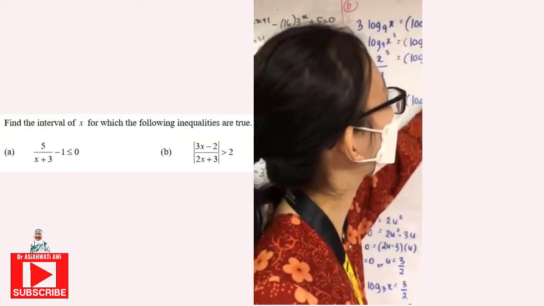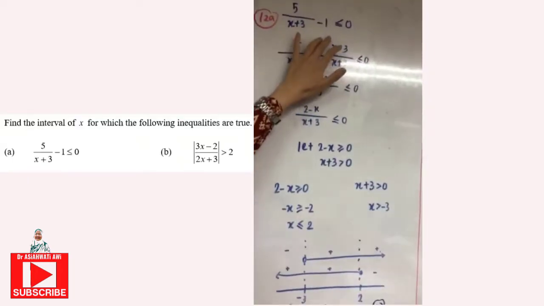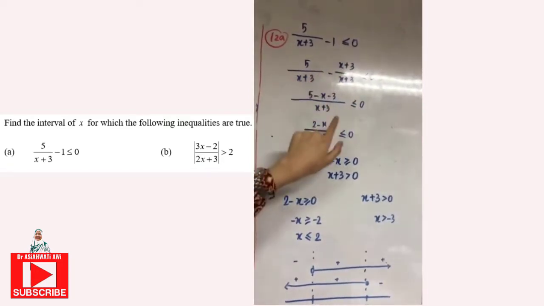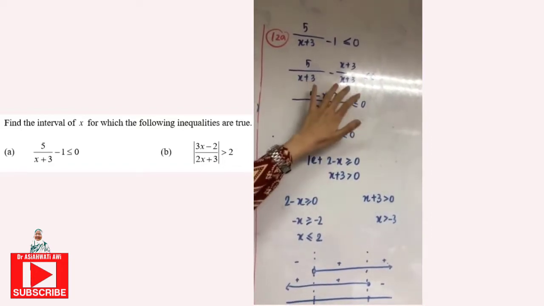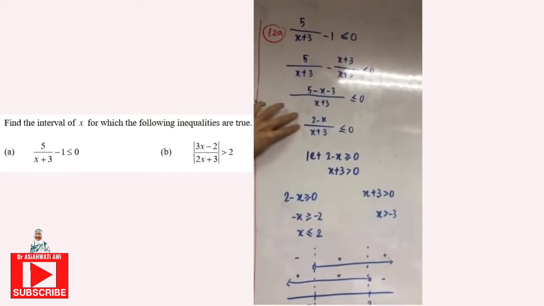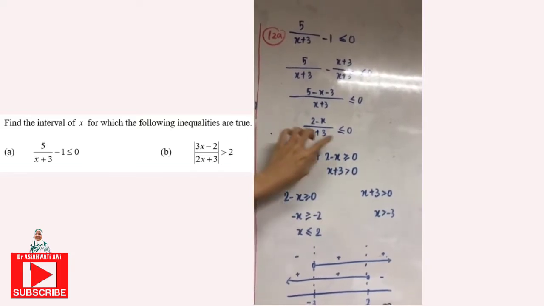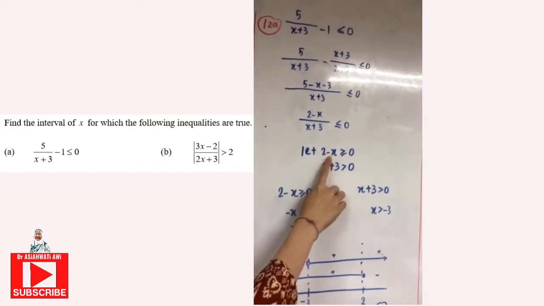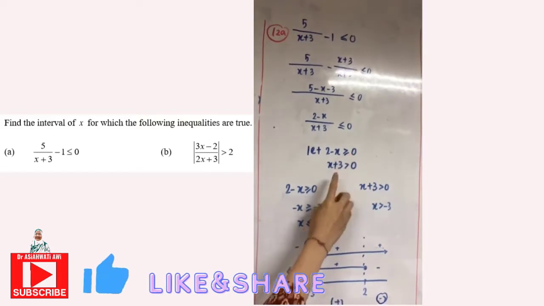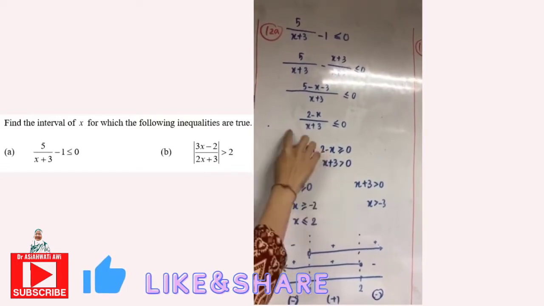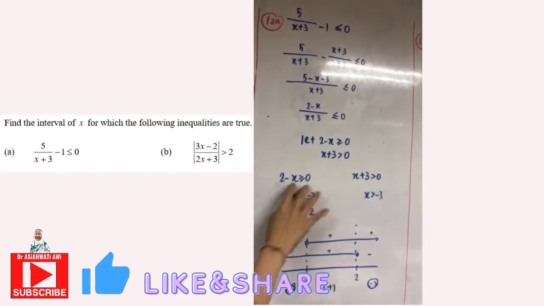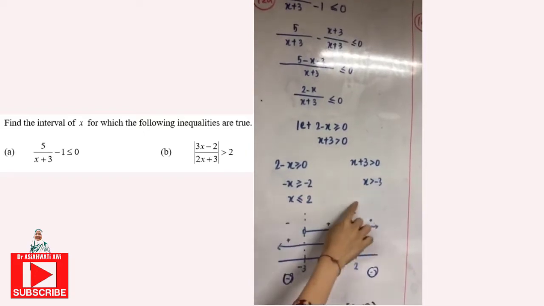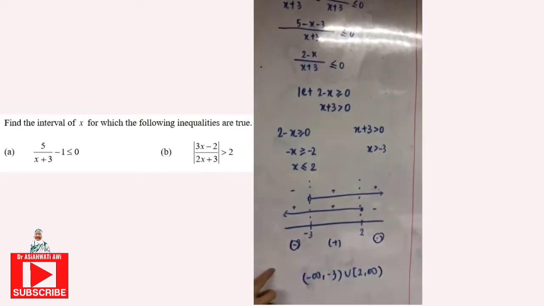Yeah. So number 12A, first we need to change this negative 1 to the same denominator with this. So become x plus 3 over x plus 3. Then same denominator we can sub together. Then form 2 minus x over x plus 3 less than or equals to 0. So we let 2 minus x greater or equals to 0 and x plus 3 greater than 0 as denominator cannot be 0. Then we simplify it and become x less than or equals to 2 and x greater than negative 3. Draw the number line.